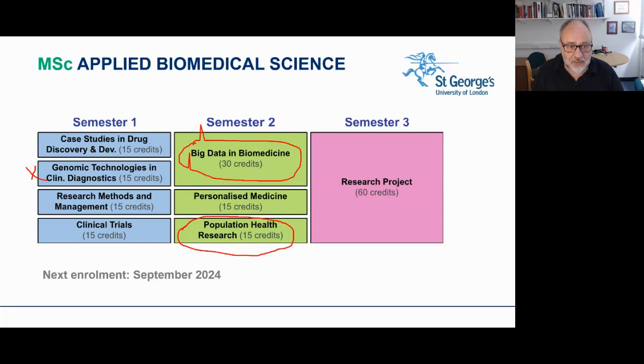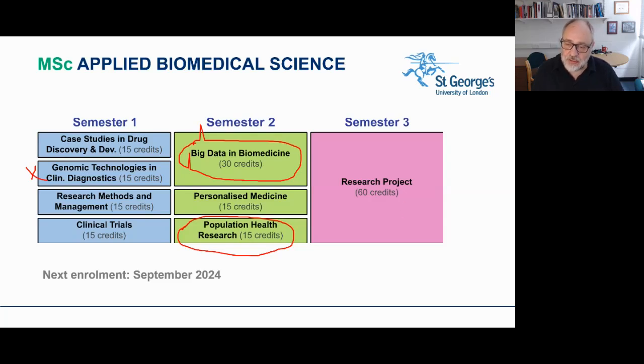In the case of case studies, research methods, and clinical trials, these are papers. Clinical trials is a mini trial protocol. In big data and population health, the assignments are data analysis projects. And in personalized medicine, this will also be a news and views type article that you would have to write.